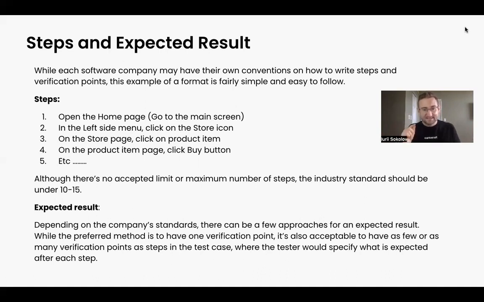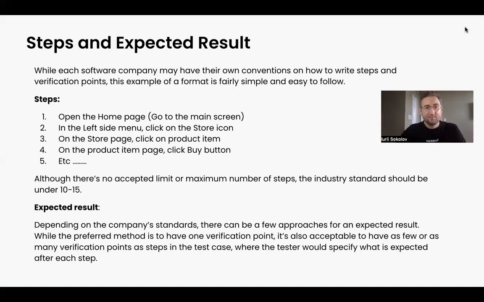In some companies, the way they write their expected result is they write a verification point or expected result after each step. It sounds a bit weird, and to me personally, I don't like this approach. I think it's messy. It makes a test case look heavy, and it may confuse testers, engineers, whatever. But in some companies, it's also accepted. So for each step, there's going to be a verification expected result.